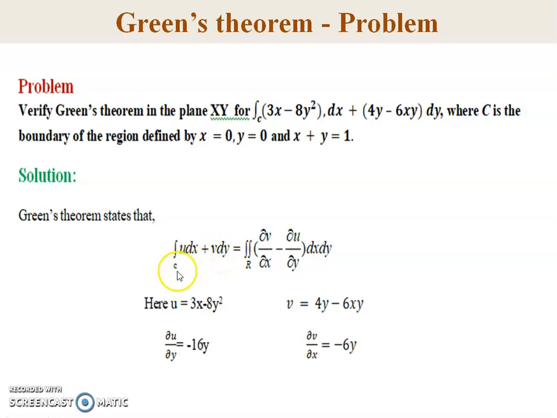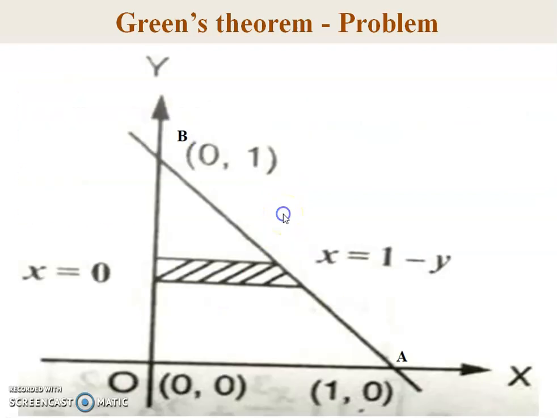Before that we should know what is curve C. Curve C is the boundary of the region bounded by x equal to 0, y equal to 0 and x plus y equal to 1, right? Okay, just like this, see the diagram here.